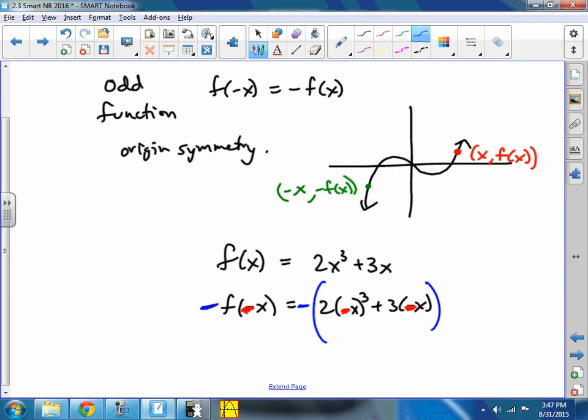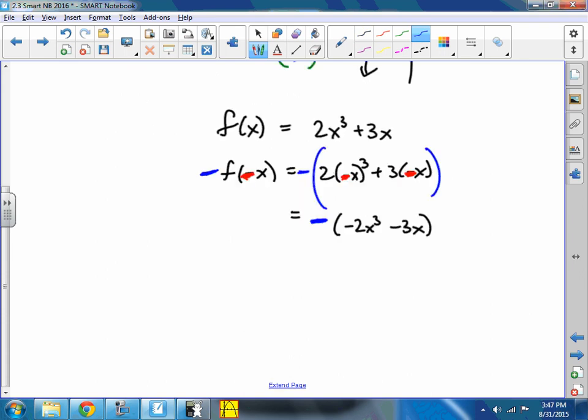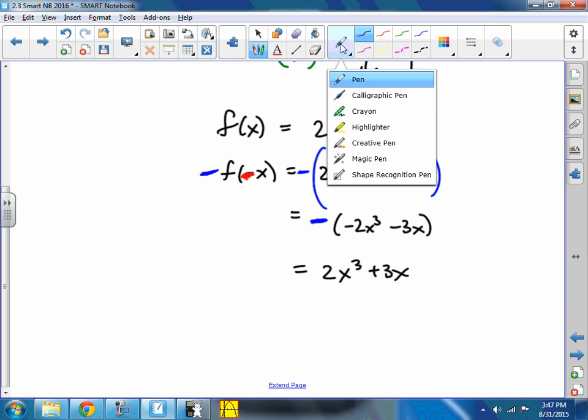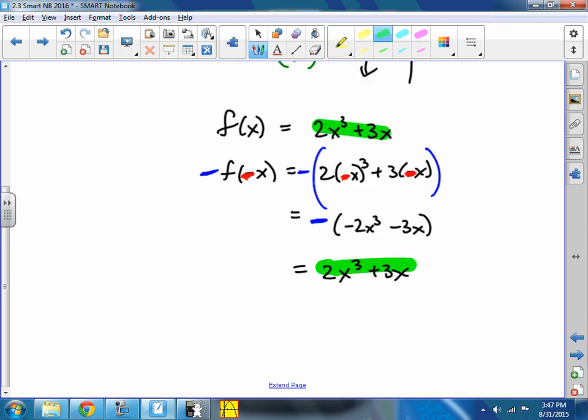If I simplify inside first, I get 2 times negative x times negative x times negative x, in other words, negative 2x cubed. And I get 3 times negative x, in other words, minus 3x. Then this blue minus sign outside changes the signs of what's inside. So I distribute that negative, and I get 2x cubed plus 3x. What happened was I changed the signs on both x and f of x, and it turned out to be the same function I started with. I started with 2x cubed plus 3x and I ended with 2x cubed plus 3x. That means when I change the signs of both x and y, I end up with the exact same graph I had before.